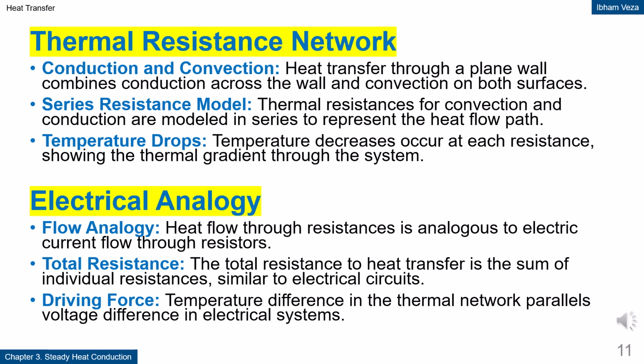Thermal resistance network. This system emphasizes that heat transfer through a wall involves conduction inside the material and convection on both surfaces. All these mechanisms can be represented as a series resistance network. Each resistance causes a temperature drop proportional to its value. This concept simplifies visualization of the heat flow path in real systems. The electrical analogy helps explain how total resistance controls the heat transfer rate.